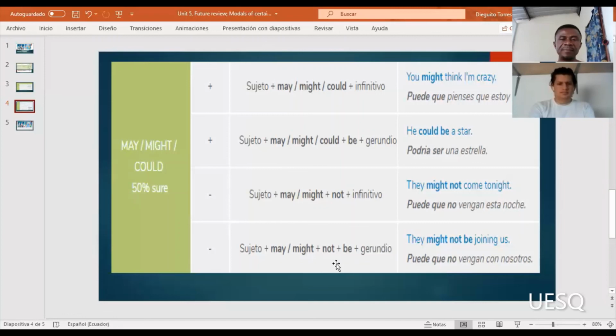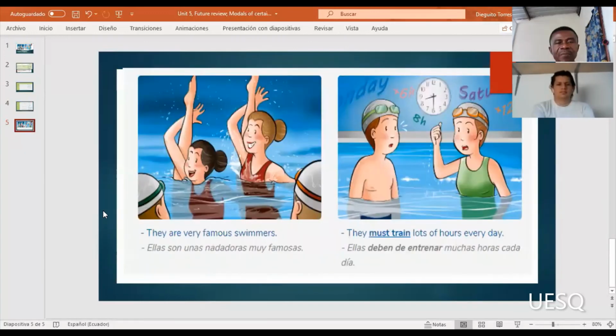Then finally, we showed you one example of a very colorful picture in slide number 5, the last one. We showed you a picture of young swimmers who had trained very hard for many hours so they can swim very, very well. They are very famous swimmers. They must have trained lots of hours every day.